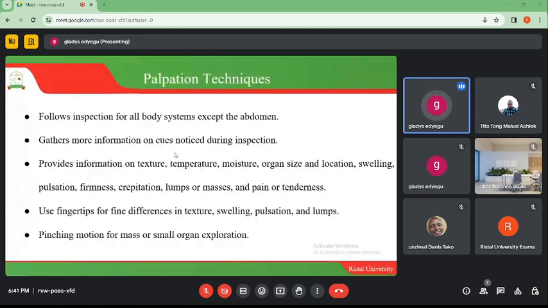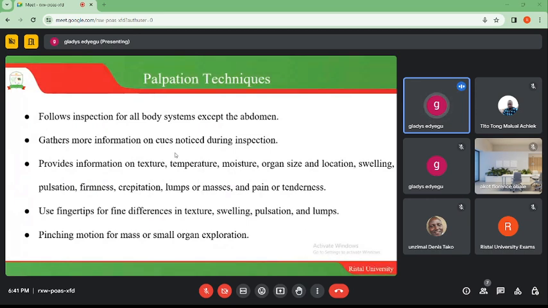So it also provides information on the texture, temperature, moisture, organ size and location, swelling, pulsation, firmness, and so forth. So when you palpate, you can know that this patient is either having hypothermia or hyperthermia, either the skin is rough, or the skin is moist because maybe the patient is getting into shock, the organ is either enlarged or you're not even locating the organ, and all that. So palpation allows you to confirm what you had seen during inspection.